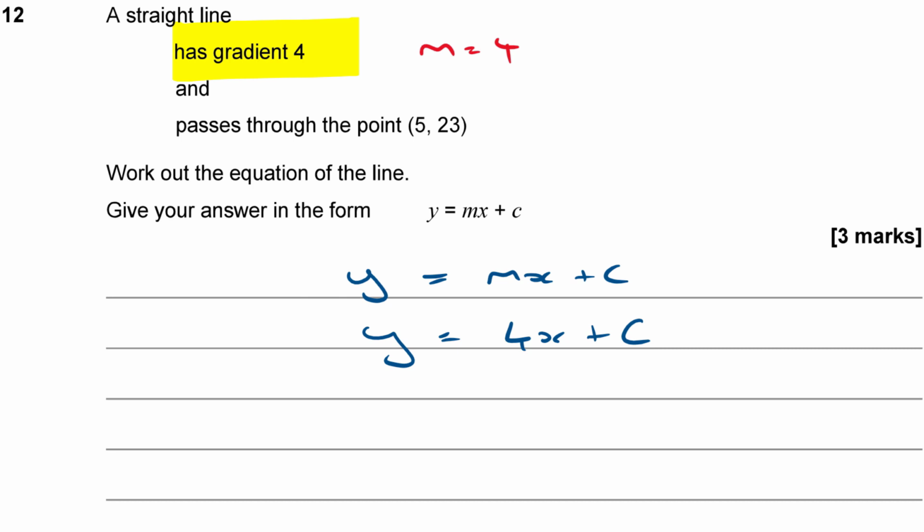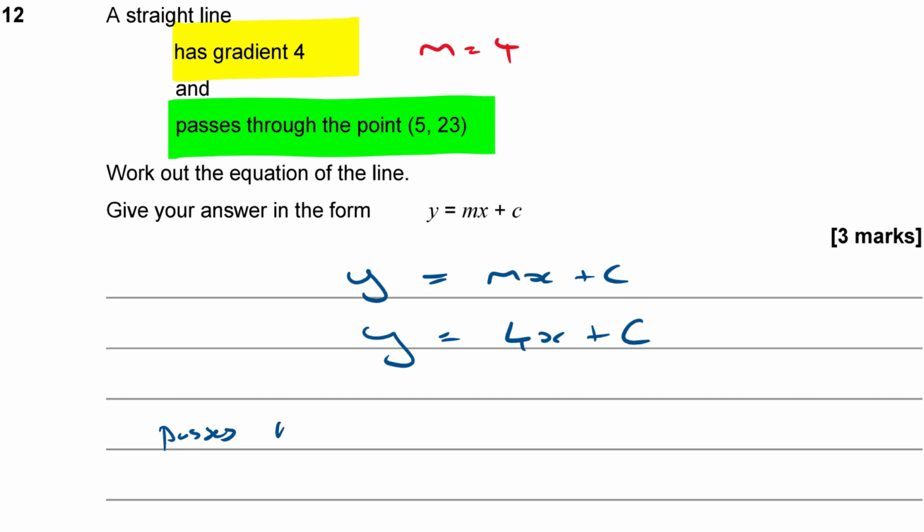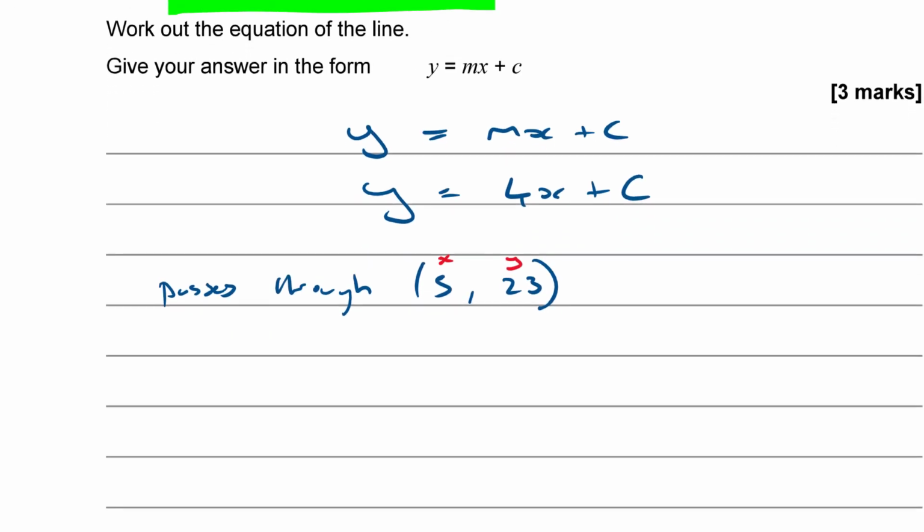Now the second bit of information tells me that my line passes through the point (5, 23). So I can use that information. That's the x-coordinate there, isn't it? And that's the y-coordinate. So if we sub those into the equation, they should work because it's a point on the line. And then the only thing that I don't know is going to be c. So subbing those in, 23 is equal to 4 lots of 5 plus c.